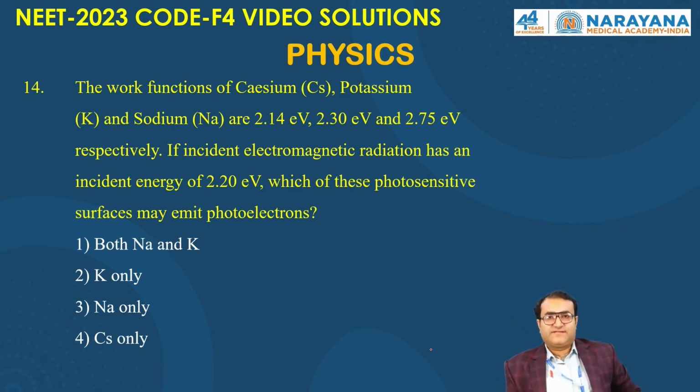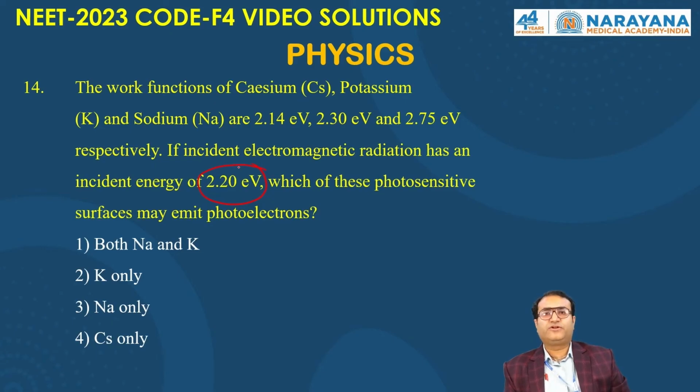Work function of cesium, potassium, sodium are given. If the incident electromagnetic radiation has an incident energy of 2.2 electron volt, which of these photosensitive surfaces may emit photoelectrons? Incident energy should be greater than the work function in order to emit the electron.